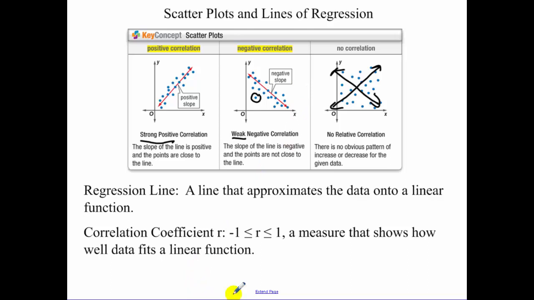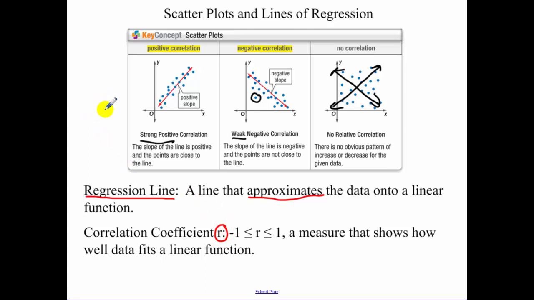And those lines that we drew are called the regression line, and I want you guys to write that definition down. Regression line, and that's a line that approximates the data into a linear function. And in today's lesson, we're going to be finding that regression line by hand and using our calculator. And then the correlation coefficient is a coefficient that shows how well the data fits into the linear function. And in our calculators, that's going to be written as R.